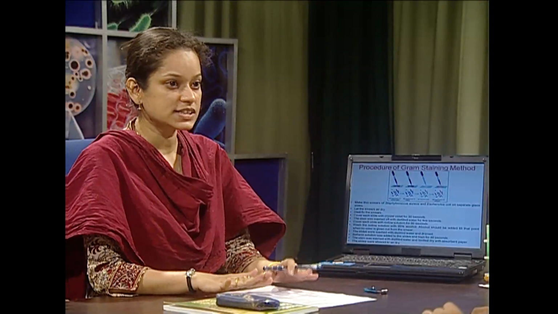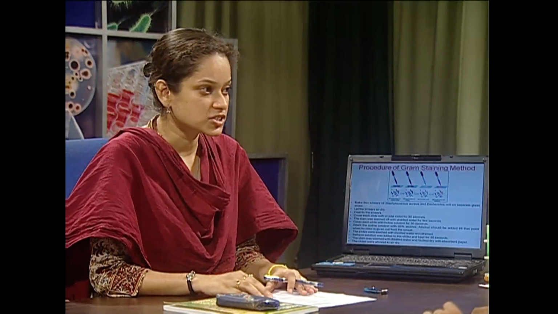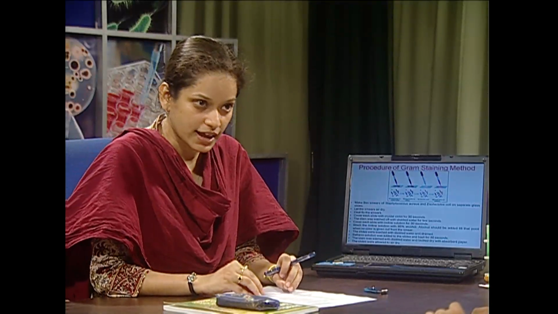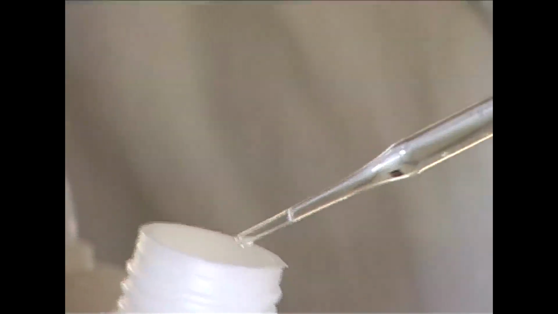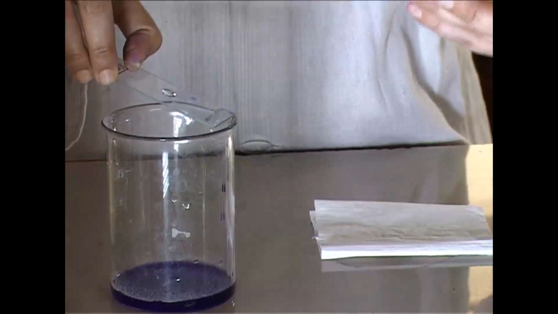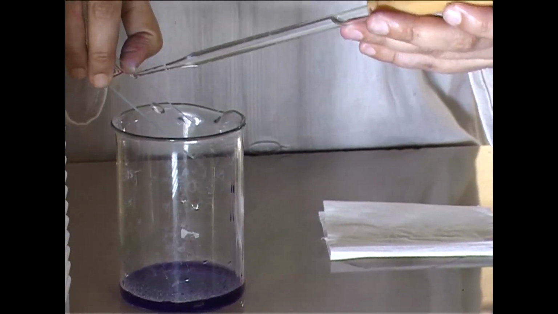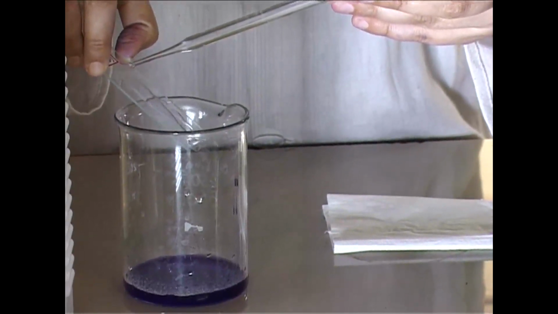So in this case, iodine reacts or complexes with crystal violet, forms a crystal violet iodine complex and binds to the biological tissues. Now, after iodine is kept for 30 seconds, it is washed with 95% ethyl alcohol, until no color is given out from the smear.